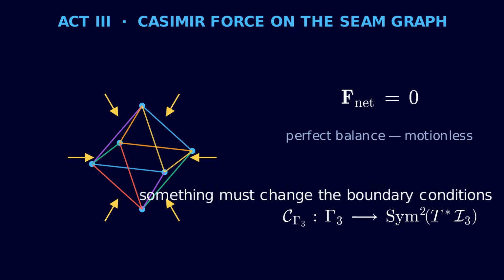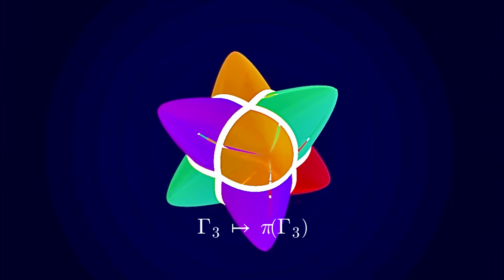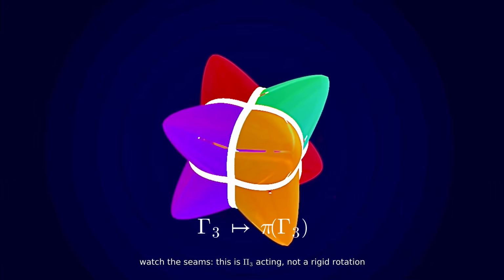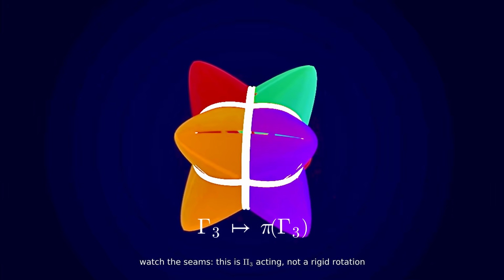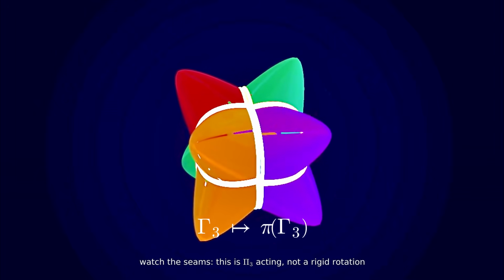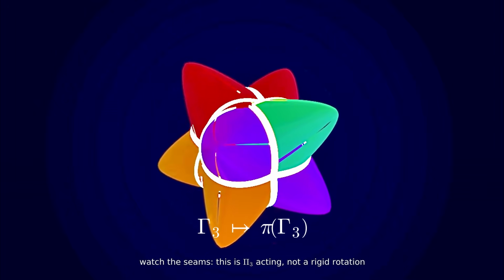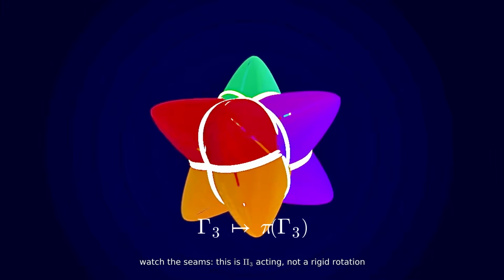So Casimir stress alone is not enough. To turn the seed into a cruiser, something must dynamically change the boundary conditions. That something is the group. Choose an element, pi, of the symmetry group and act. Watch closely. This is not a rigid rotation of the whole object in space. The action reconfigures the seam system. Gamma 3 becomes pi of gamma 3. And because the seam geometry has changed, the allowed quantum modes change with it. The vacuum stress state transforms.